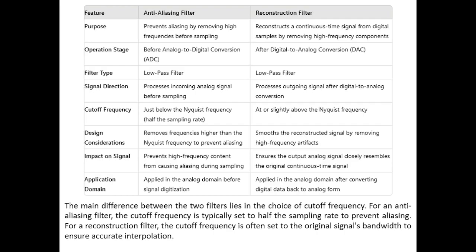Why should the gain be 1? Can anyone tell me? The anti-aliasing filter should have a gain of 1. If it has any gain, what does that mean? That means it will be changing the nature of your signal. Okay, it will be changing the nature of your signal, right?